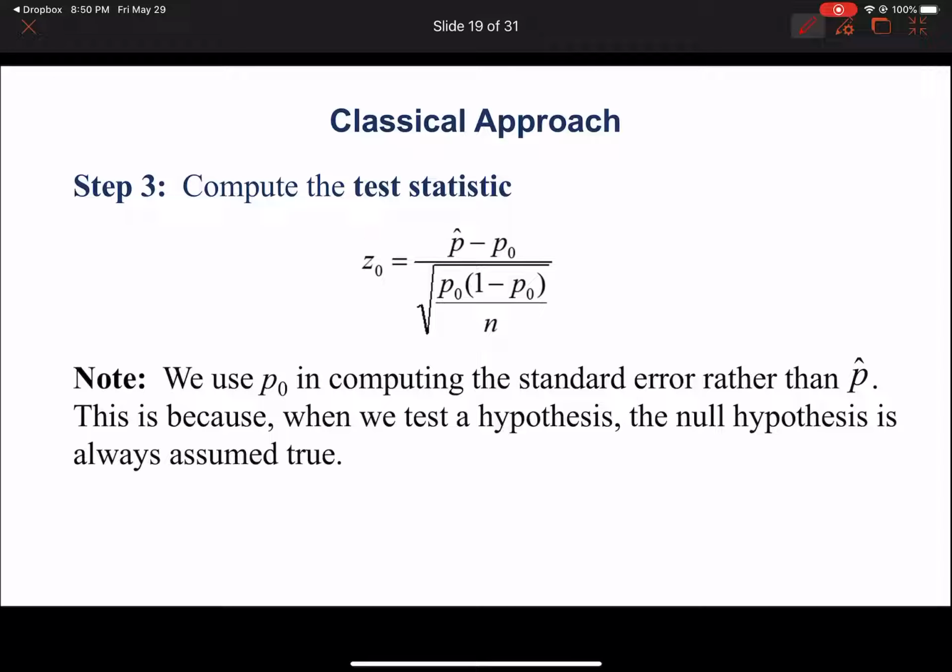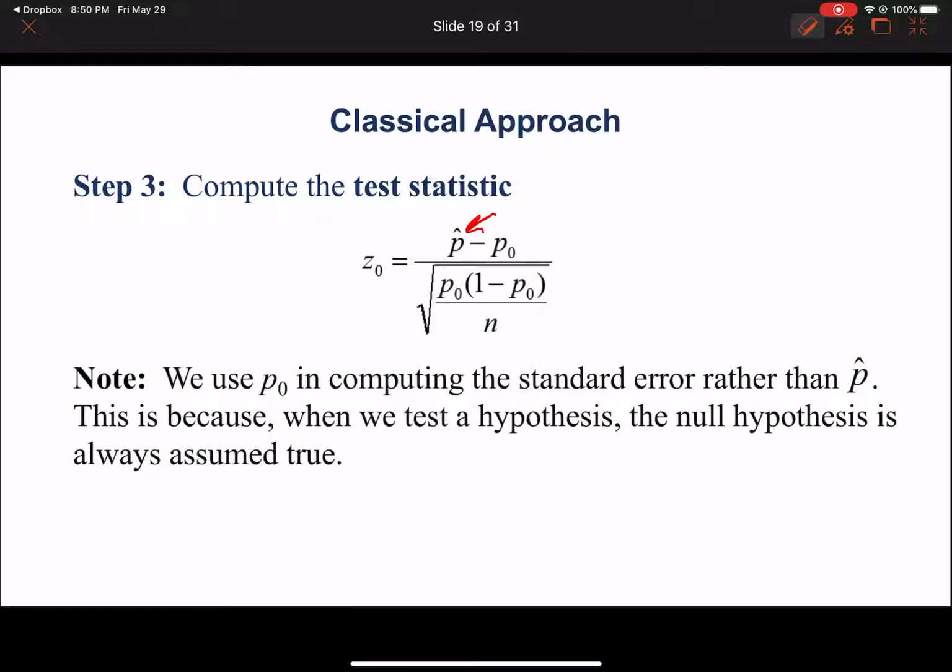Then we need to compute our test statistic. Our test statistic is basically your z-score. We use p hat minus our p naught, and underneath we use the standard deviation sub p hat, the new standard deviation, that standard error. So our p hat minus our p naught, divided by that standard error. This is how we compute our test statistic. So this is basically just finding a z-score.